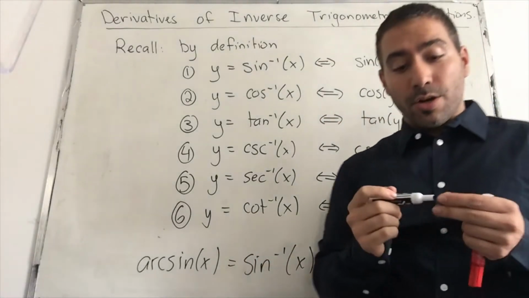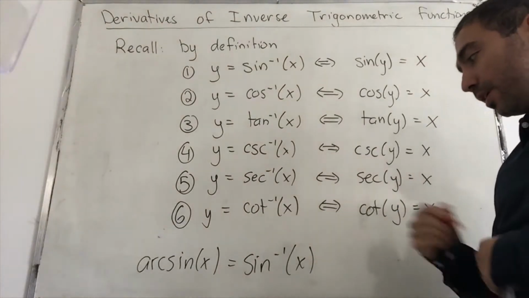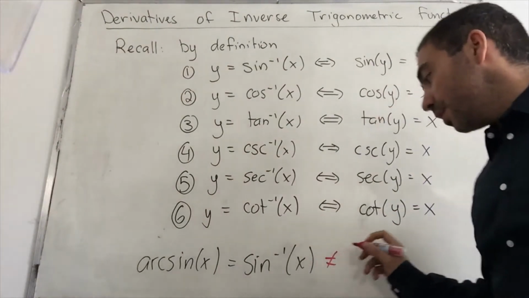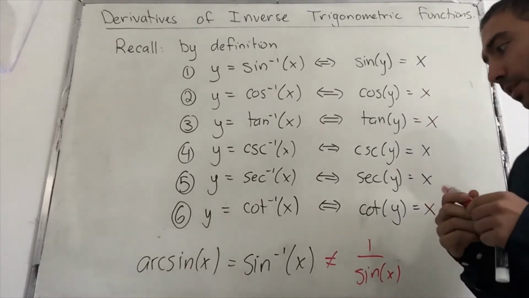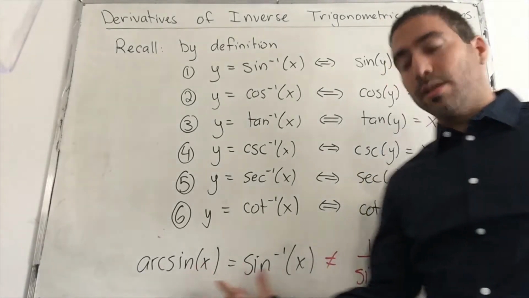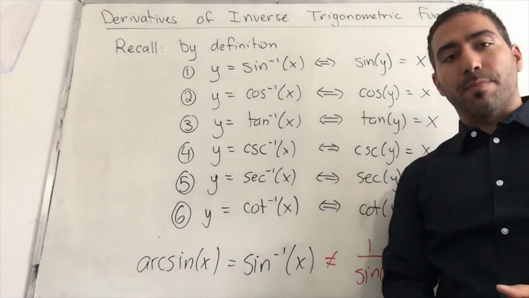And that's not equal to, so be very careful here. This is not equal to, we'll do it in red, 1 over sine of x. It's not a reciprocal. This is notation. This means arcsine, not the reciprocal of the function, so keep that in mind.